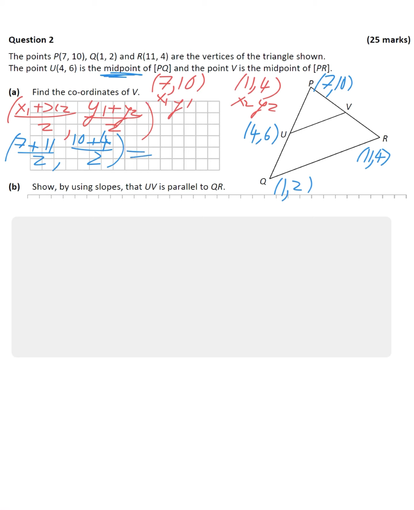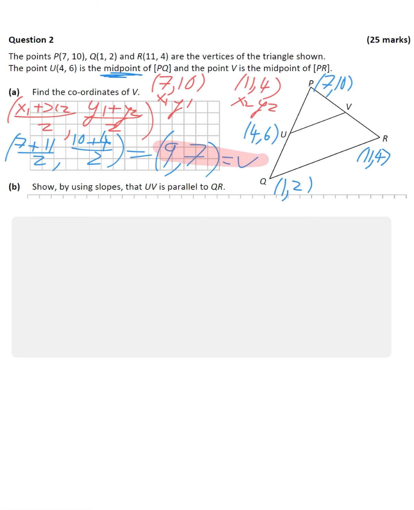So then that will equal, so 7 and 11 is 18. And 18 divided by 2 is 9. Then 10 plus 4 is 14, divided by 2 is 7. So the coordinates of V are (9, 7).